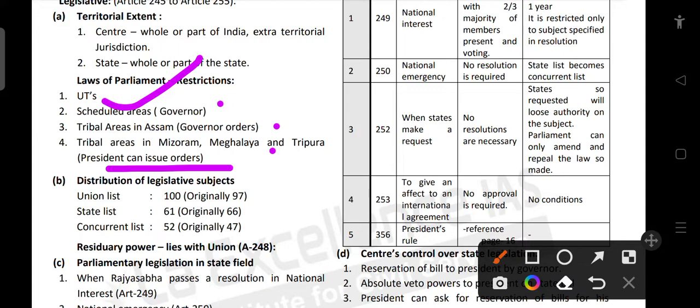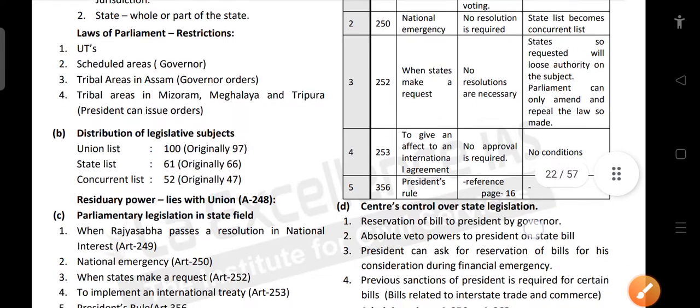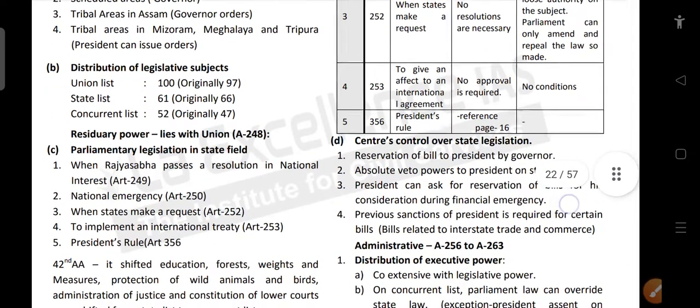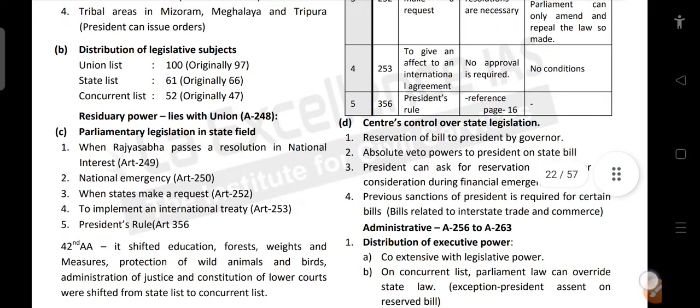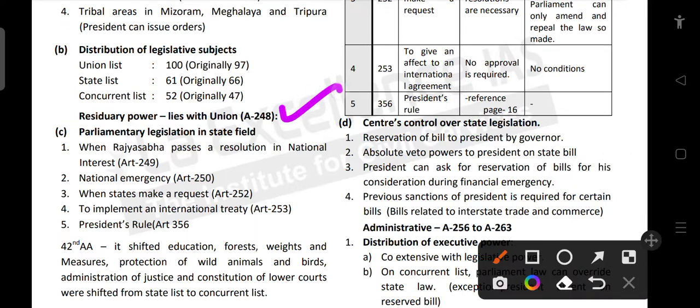Now regarding the distribution of legislative subjects, we have 3 lists in the 7th Schedule. The Union list contains 100 subjects, the State list 61, and the Concurrent list 52. Originally we had 97 in the Union list, increased to 100; 66 in the State list, decreased to 61; and 47 in the Concurrent list, increased to 52. Now coming to the residuary power, it lies with the Union under Article 248.